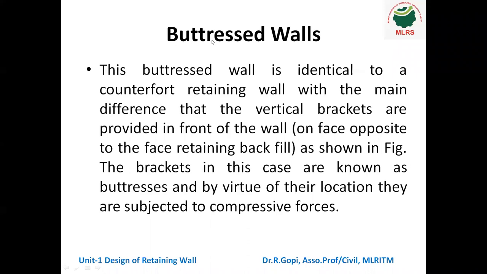So this buttress wall is identical to a counterfort retaining wall, with the main difference that the vertical brackets are provided in front of the wall. Just now we saw, in a buttress wall there will be a projection on the face of the wall, like a counterfort, on the face opposite to the face of the retaining backfill. As shown in the figure, the brackets in this case are known as buttresses. They are also called counterforts only.